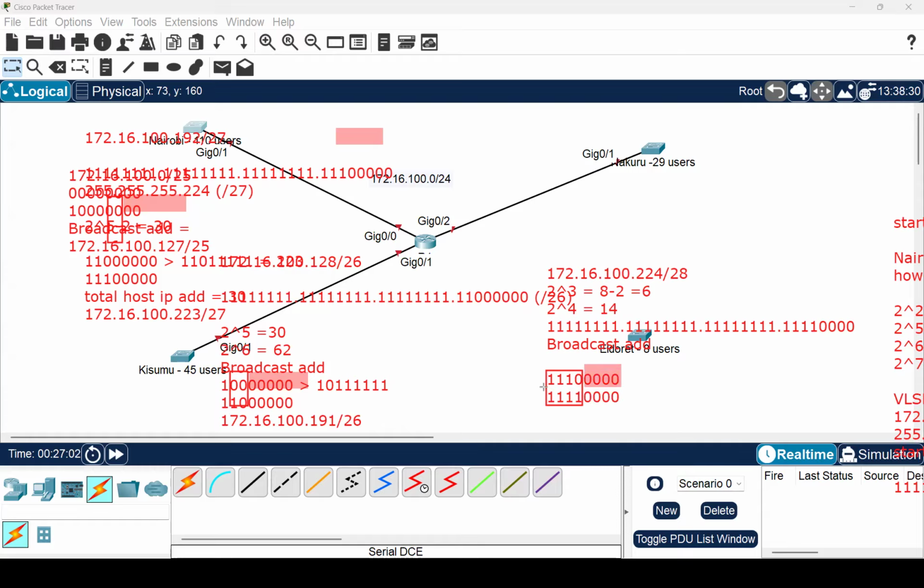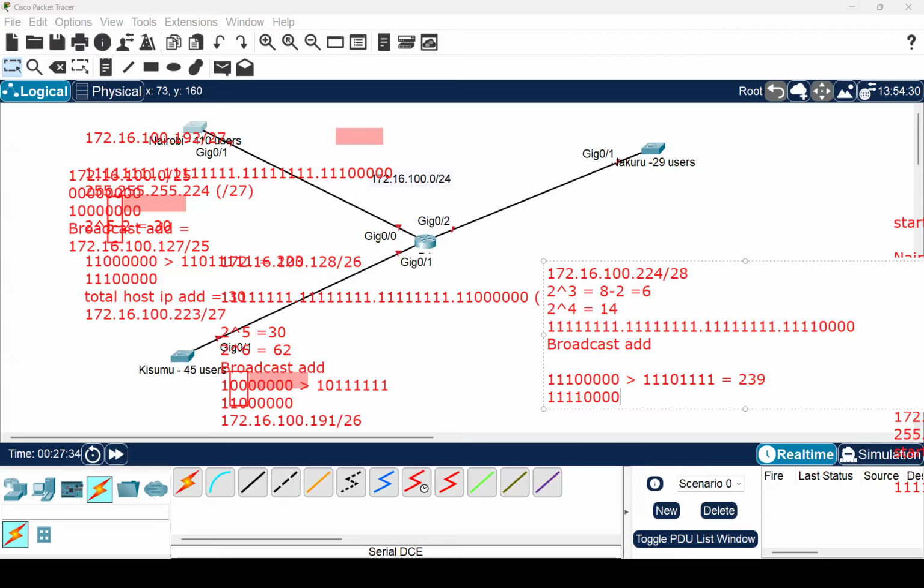So if you convert that one to all ones, then what we get is this. Let me just put this one here. If you convert those ones into decimal, it will give us 1, 1, 1, 0, 1, 2, 3, 4. Actually, that should be 255 minus 16, which gives us 239.